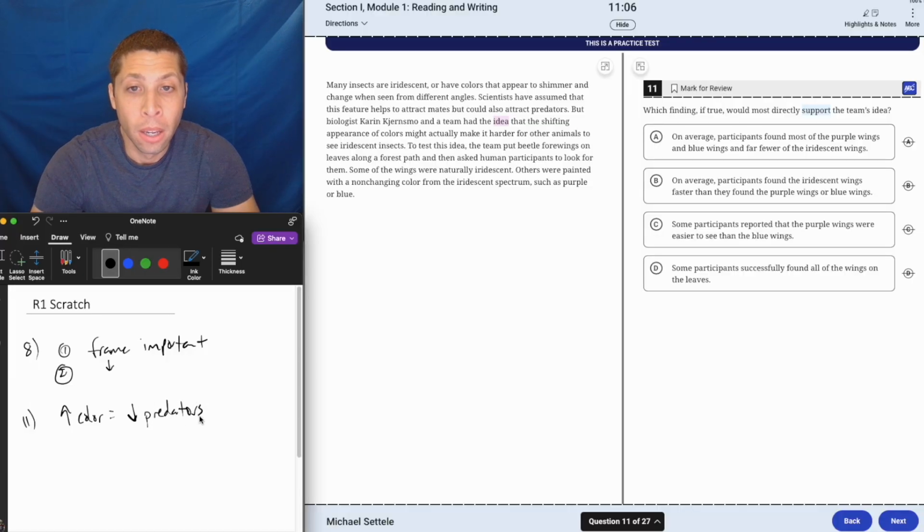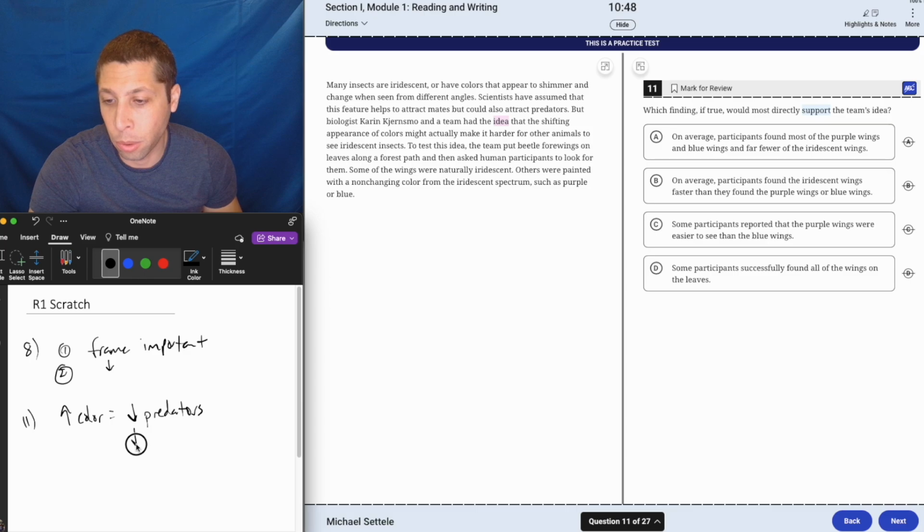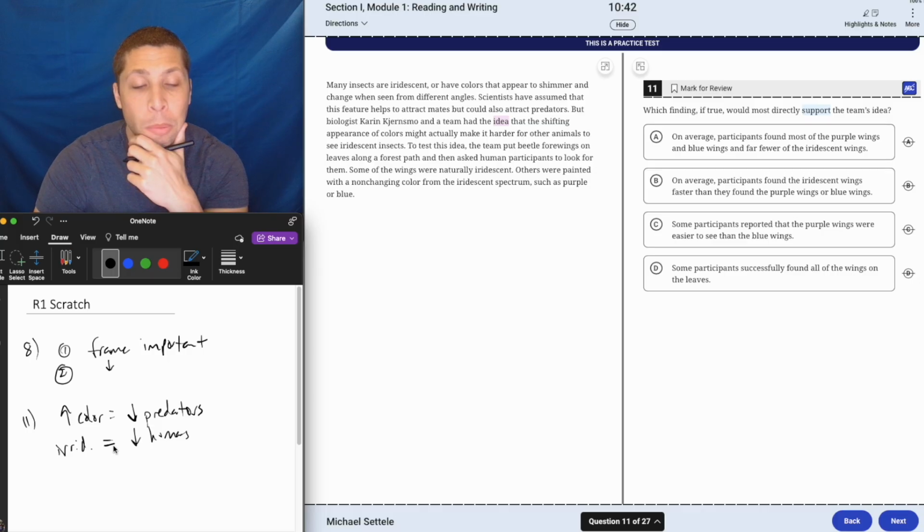Okay. To test this idea, the team put beetle forewings on leaves along a forest path and asked human participants to look for them. Some of the wings were naturally iridescent, others were painted with a non-changing color from the iridescent spectrum, such as purple or blue. Okay, so support the team's ideas, right? So iridescent equals fewer humans picking them up.